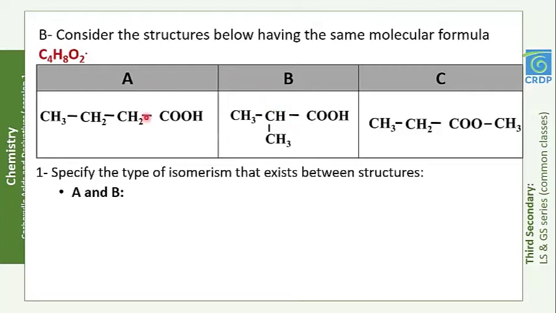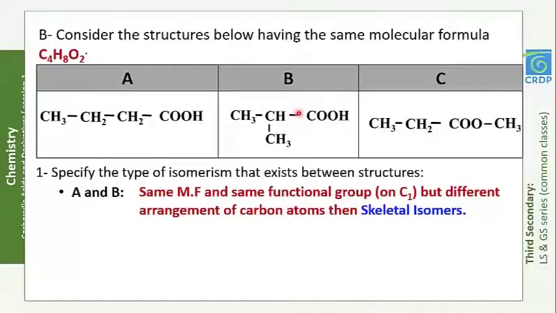Look at them. They have same molecular formula C4H8O2. They have same position of the functional group, but they have different arrangement of carbon atoms, different skeletons. So they are called what? They are called skeletal isomers.